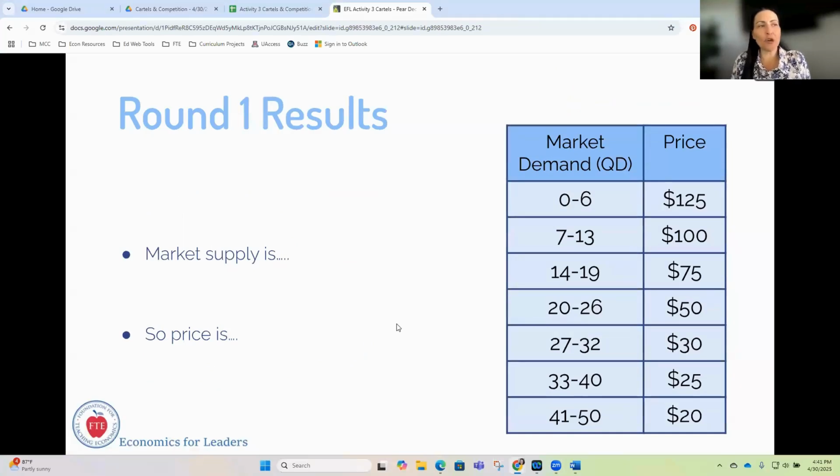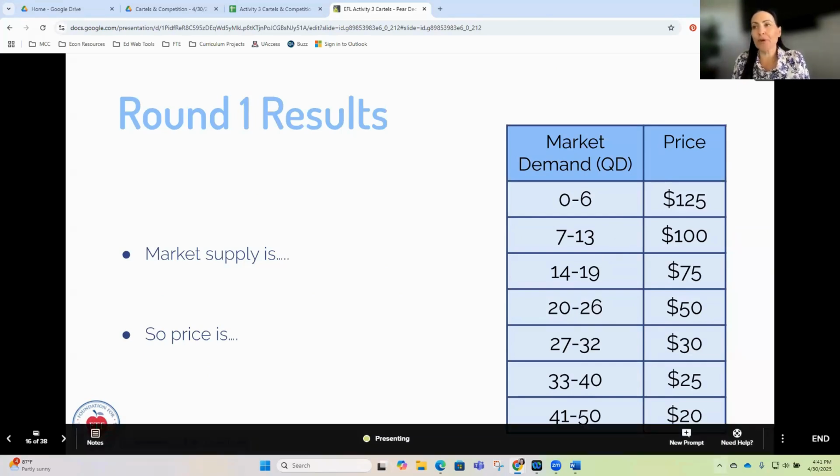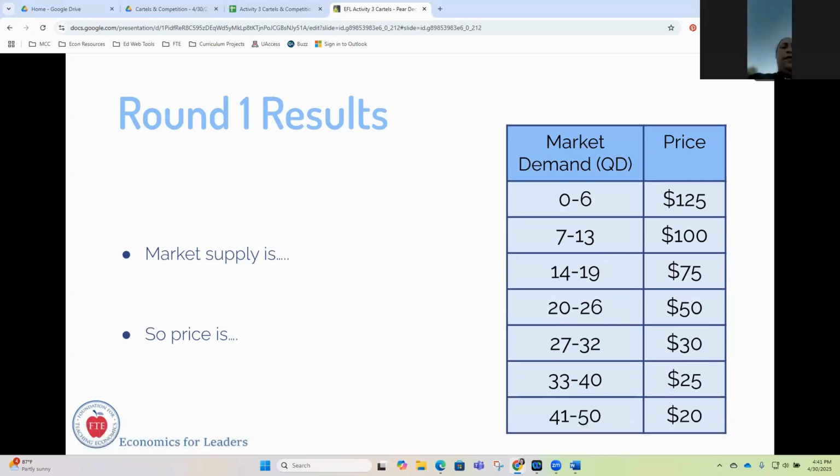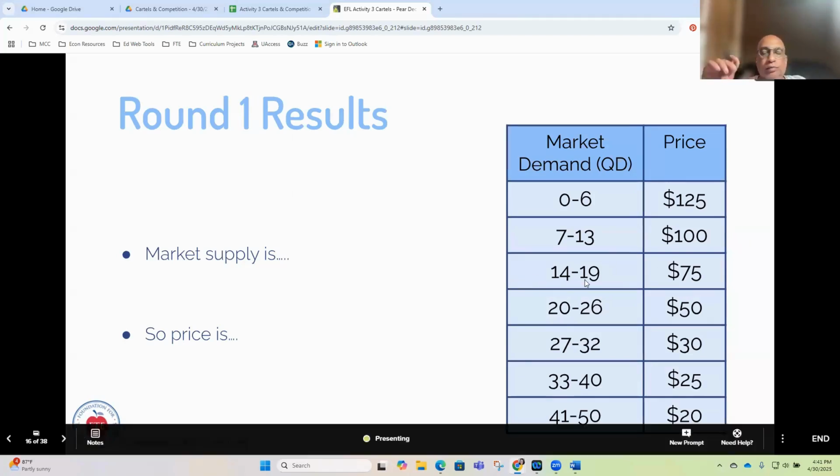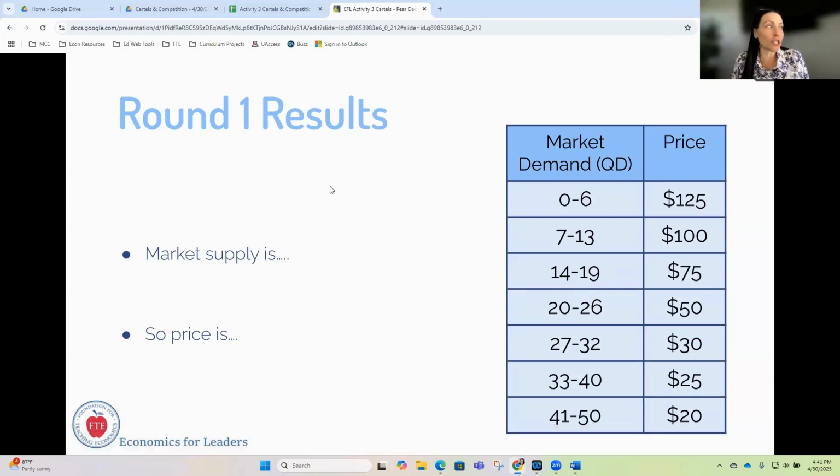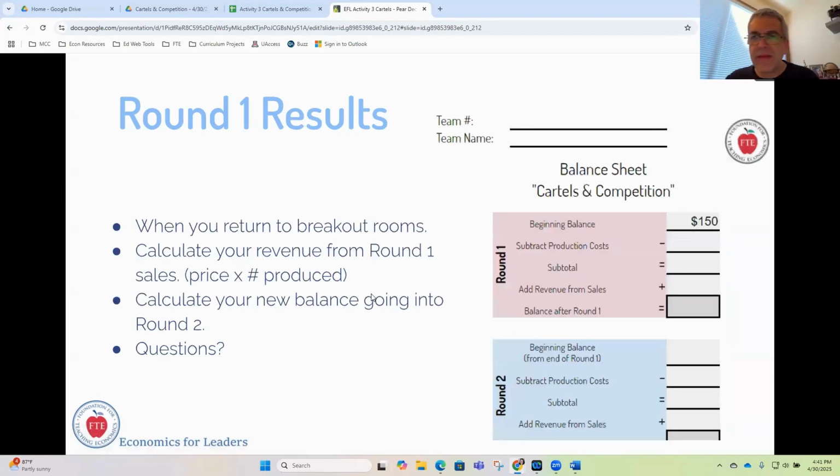And if the total market supply is 19, what does that make our market price? 75. Yeah, 75 right here. 19 gives us a market price of $75. Is that per unit also? Yes, that is per unit.